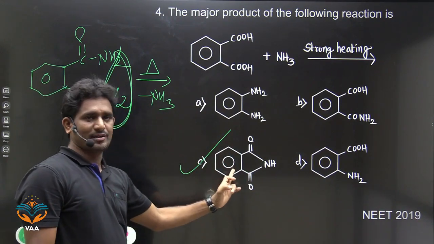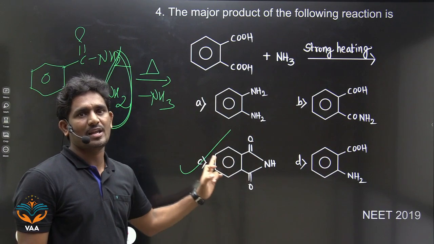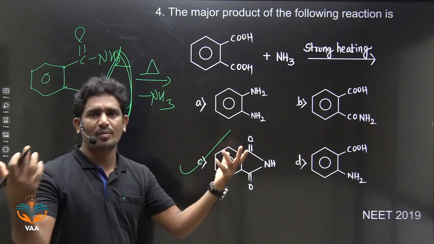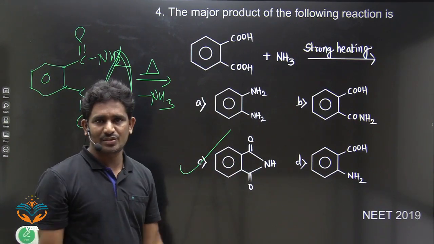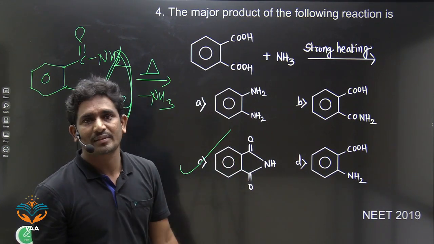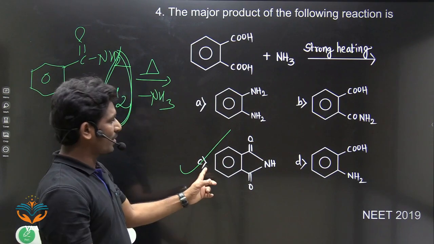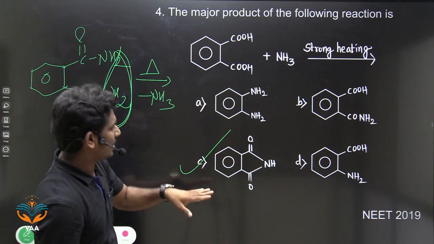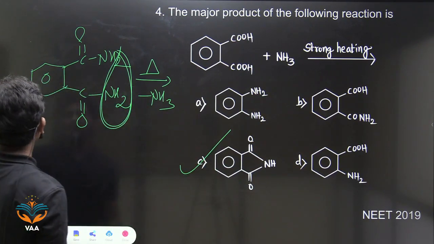Okay, a very, very important compound it is. This phthalimide has a number of applications. You will see this compound in the Gabriel phthalimide synthesis, right? So a very, very important compound it is. Okay, so the answer is C. Okay, next one.